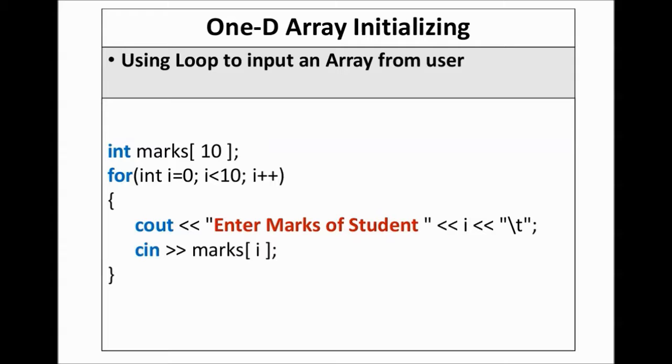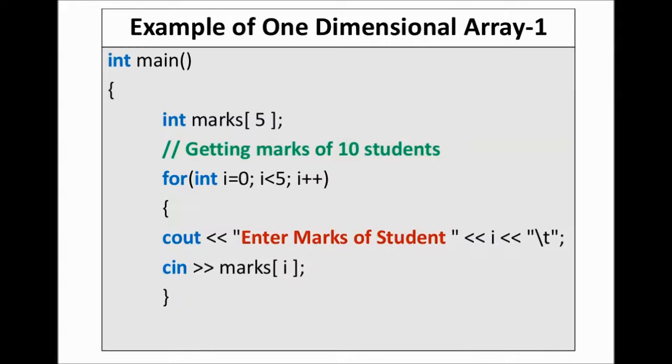Then we use cout and cin statements. Cout enter marks of the student and i, and cin marks i, means it starts from 0 and goes to 9. So here is an example of a one-dimensional array.